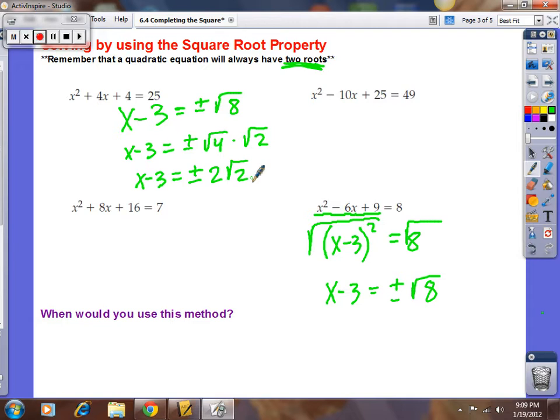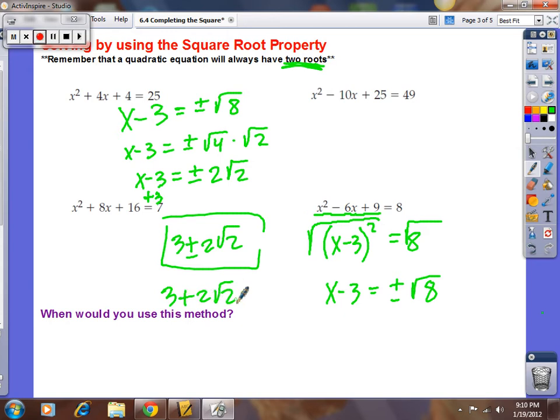Okay, now just solve for x. Get x alone. You're going to add 3 to the left, and you're going to add 3 to the right. So 3 plus or minus 2 times the square root of 2 is going to be your final answer. Or you could do 3 plus 2 times the square root of 2, so you add it to the positive root of 2 times the square root of 2, or you add it to the negative root of 2 times the square root of 2. But instead of writing it out as two expressions like that, you can just write the plus or minus symbol, and it's a little bit slicker.